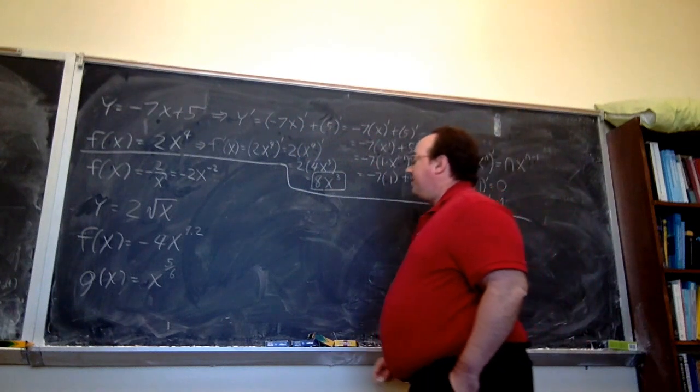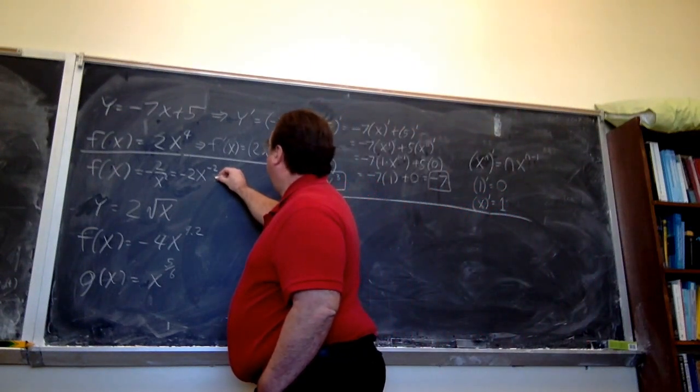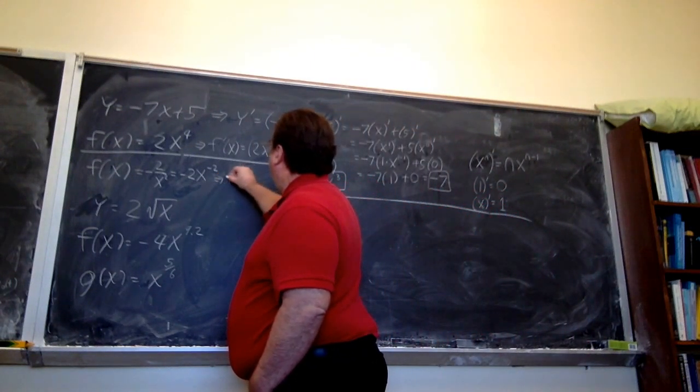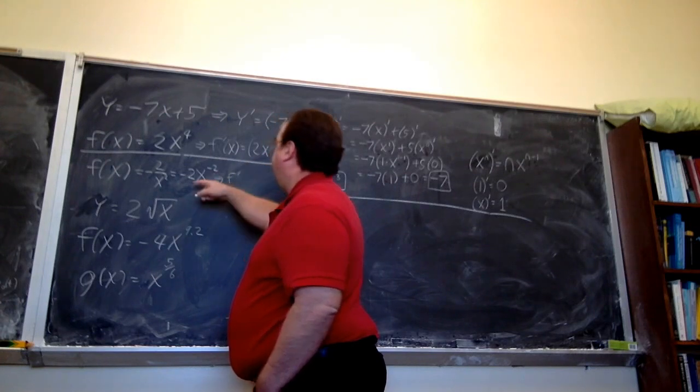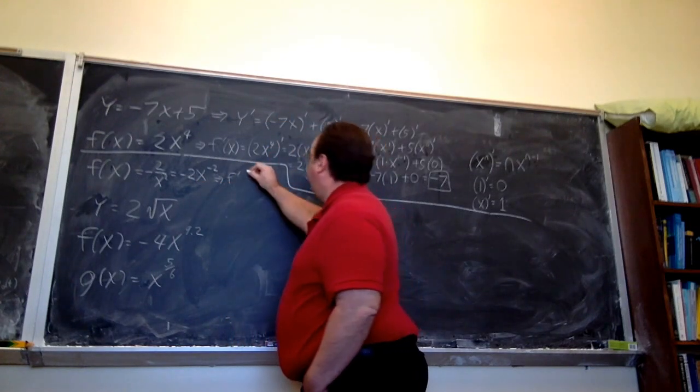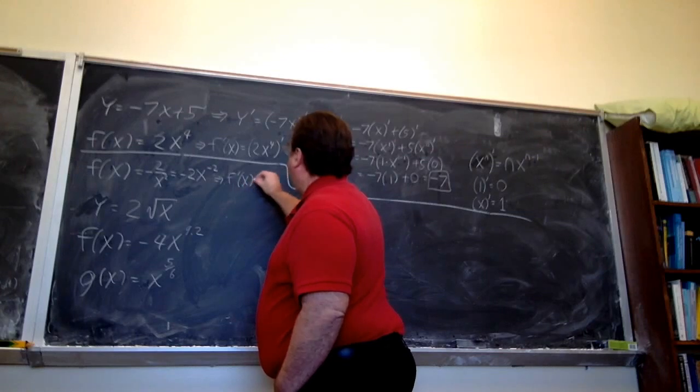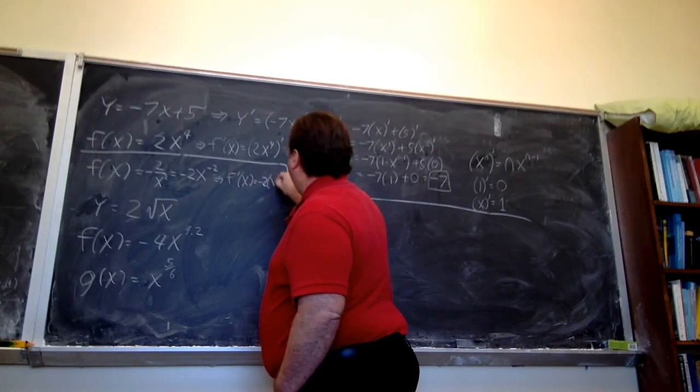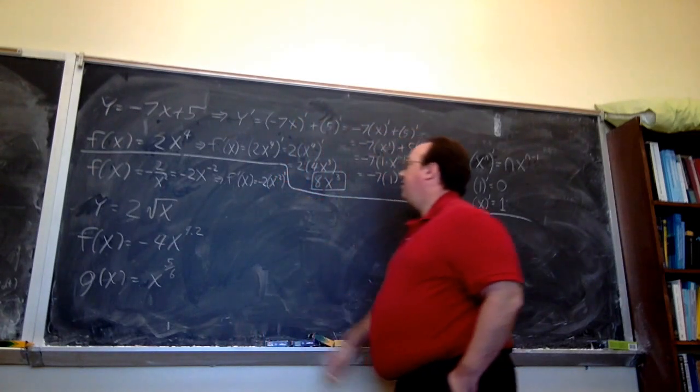Okay. Now, as before, dealing with constant factors, this is called the constant multiple rule. f prime of x is going to be minus 2 times the derivative of x to the minus 2.